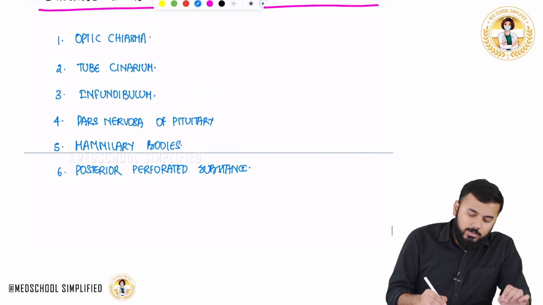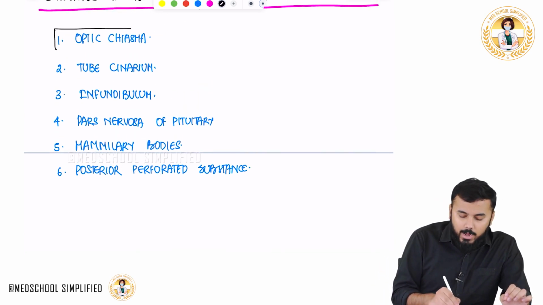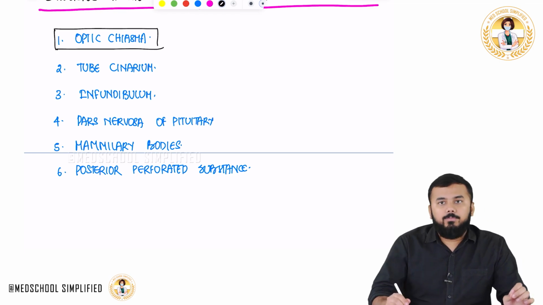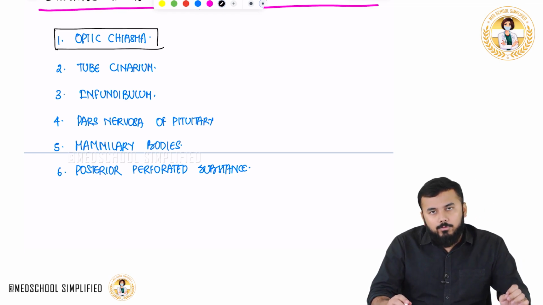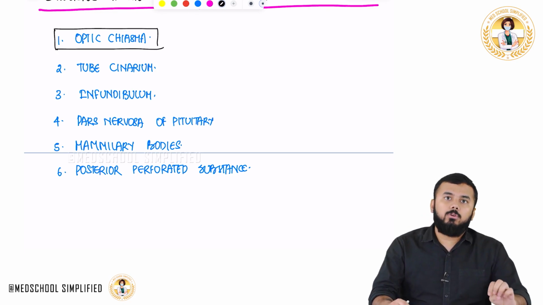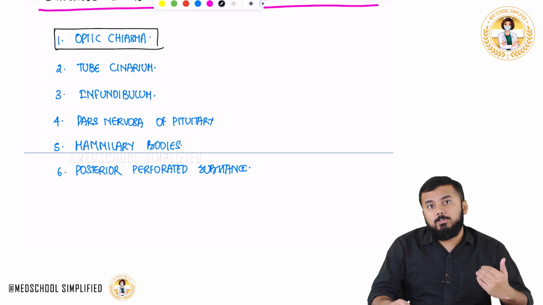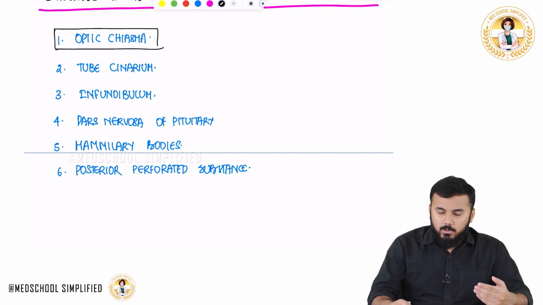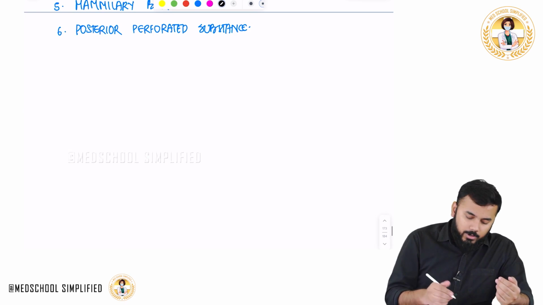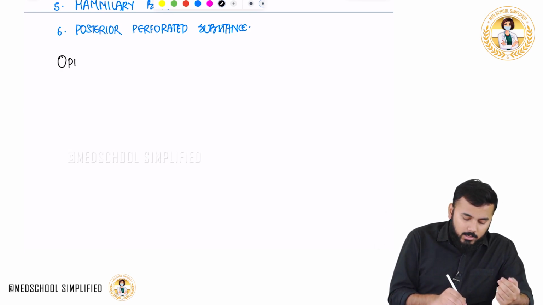Now, the first important structure which we will be discussing right now is the optic chiasma. What is optic chiasma? All of you know optic chiasma is a part of the hypothalamus. And from where is this optic chiasma developed? Optic chiasma is developed from the diencephalon. Okay. Now, a few important points over here.